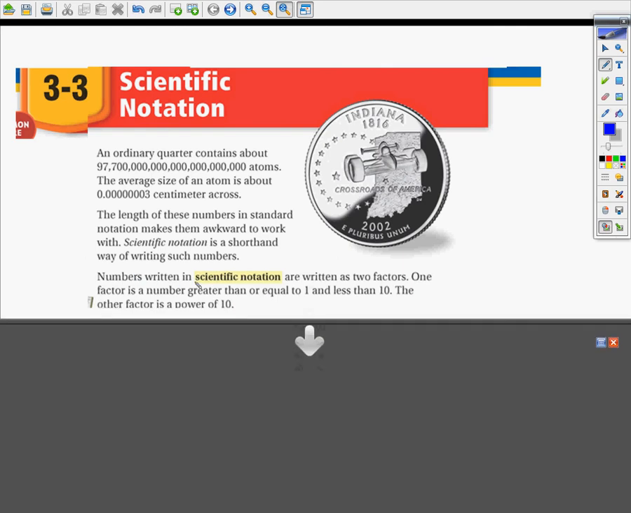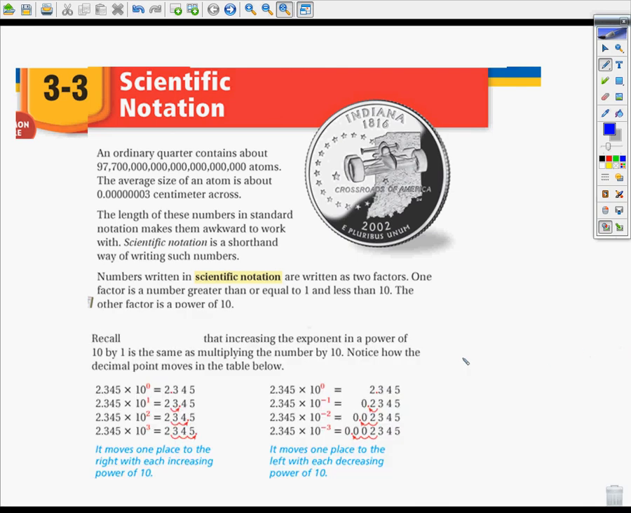Numbers written in scientific notation are written as two factors. One of the factors is a number greater than or equal to 1, but less than 10. So it can be anywhere from 1 up to 9.999999999. It just can't bump up to 10. And then the other factor is a power of 10.